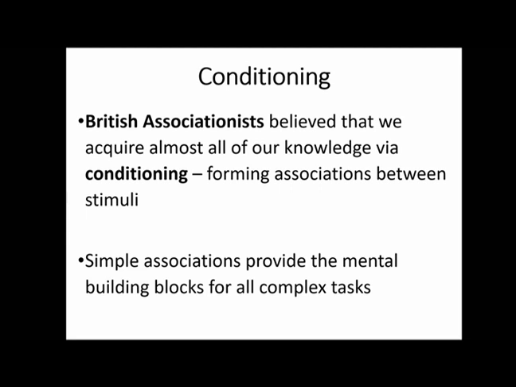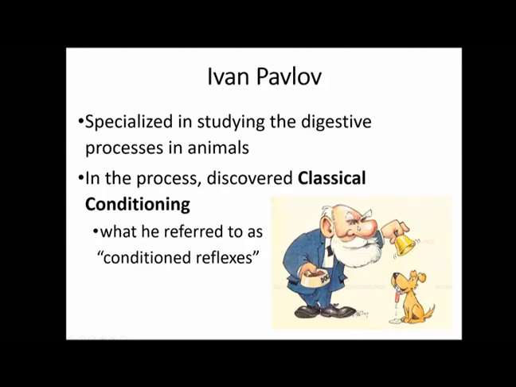And this is the idea that we're forming associations between stimuli in our environment. The idea here would be that simple associations provide mental building blocks for all of our complex tasks. So we can learn complex things from putting together a bunch of simpler associations and simpler learned links between items. So they had this stance.